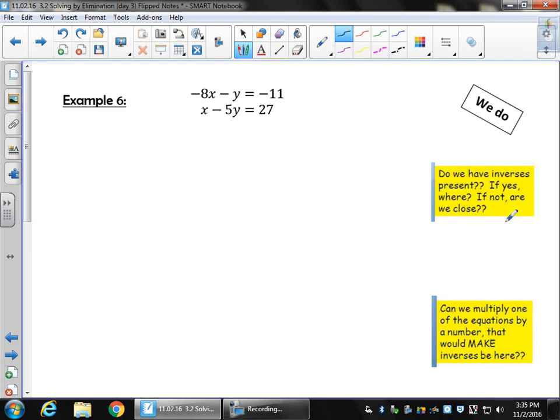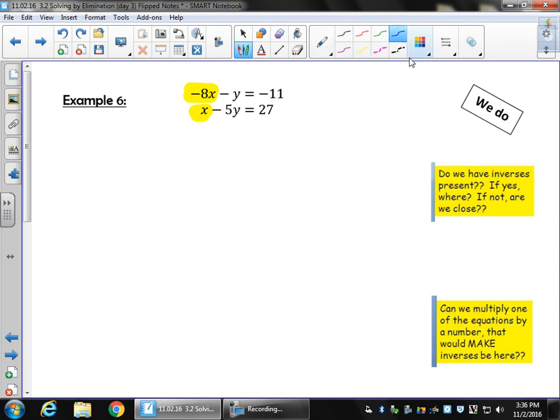We don't need to necessarily answer these underneath anymore, but keep these as guiding questions, okay? Let's first check. Is there any rearranging needed? Well, I look, negative 8x and x. Those are lined up, so I know I'm all set. So next, let's think. Do we have inverses present? Well, this is a negative 8x. So for this to be the inverse, it would have to be a positive 8x. That's not the case. For my y's to be inverses, I would need a negative 5y and a positive 5y. I don't have that either.